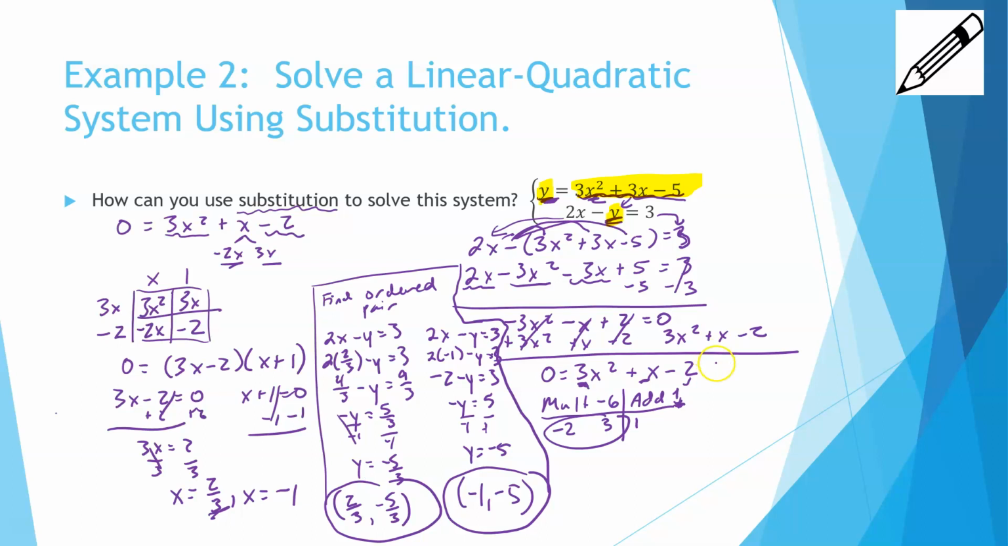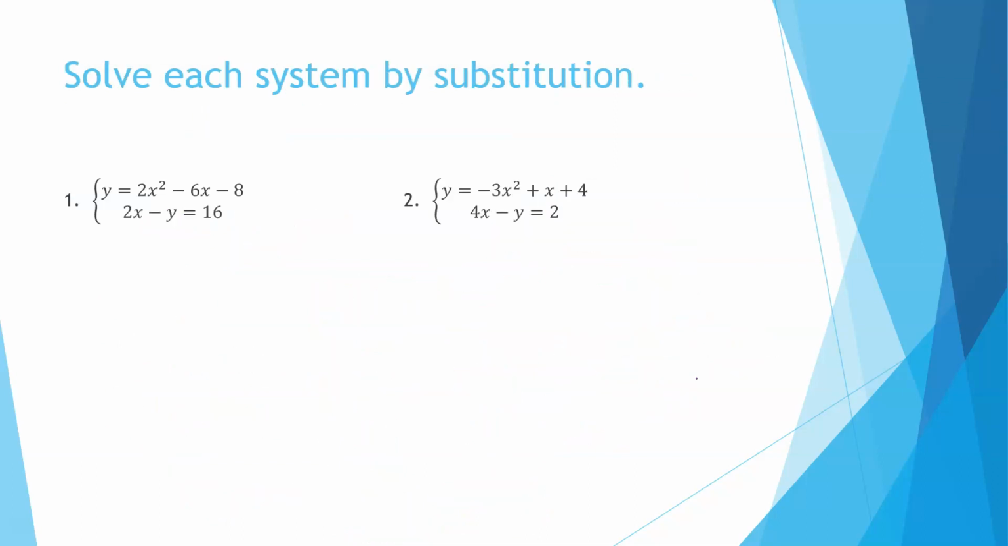Now, when I went to factor, I forgot to mention that I do need to first check to see if there's a greatest common factor. 3, 1, and negative 2. There was not, so I didn't have to factor that out. All right, let's try another one together.